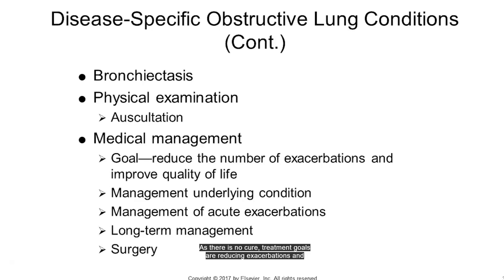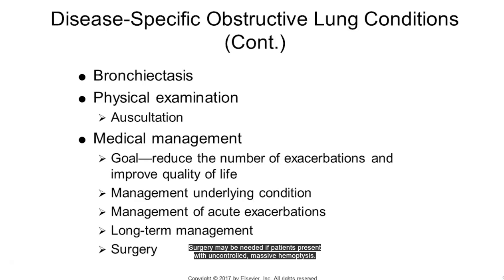As there is no cure, treatment goals are reducing exacerbations and improving quality of life. To this end, identifying the underlying cause is important, as steroid therapy may be used for allergic forms or IG replacement for immunodeficient forms. During exacerbations, aerosol treatments, antibiotics for presenting organisms, and good pulmonary hygiene are extremely important to prevent any further airway remodeling.